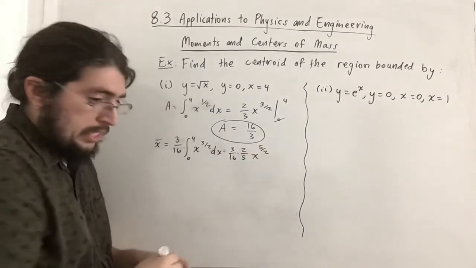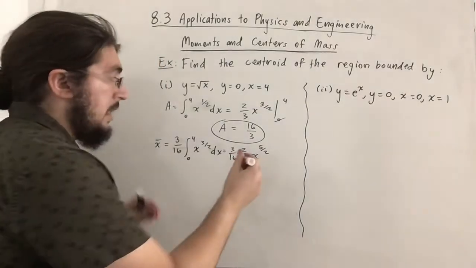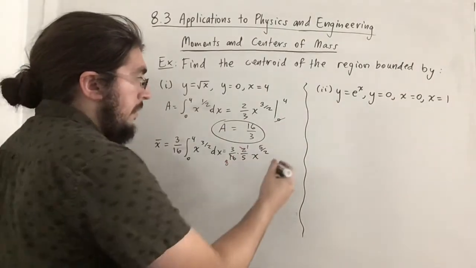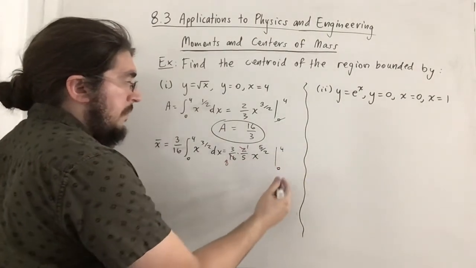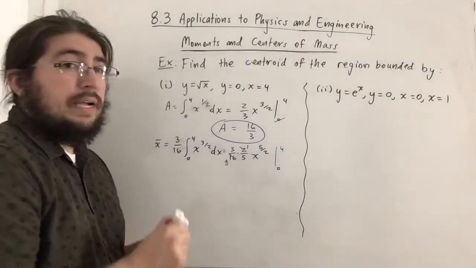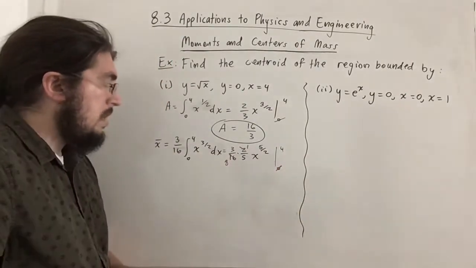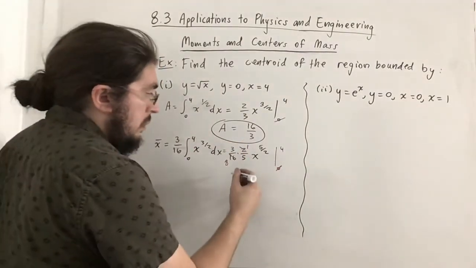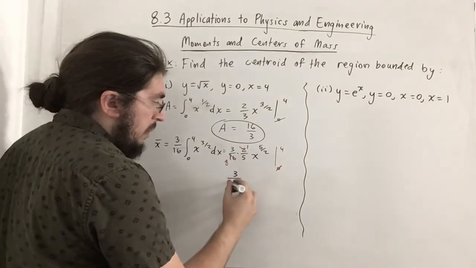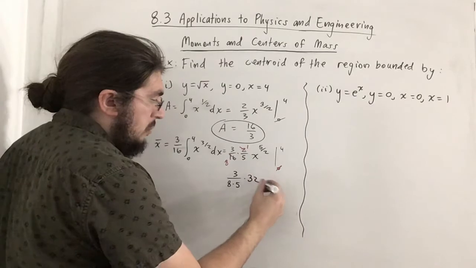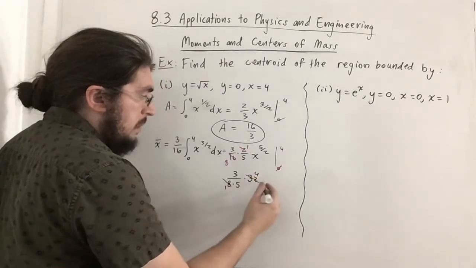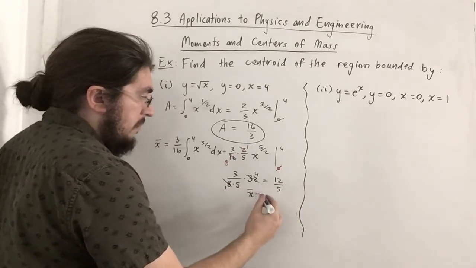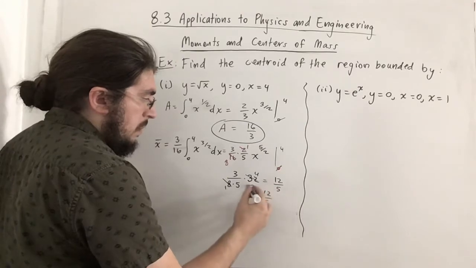Notice there's some cancellation here. In this case, 2 goes into 16 8 times, so we end up with this, which is really just 3 over 40 as a multiplier, and then evaluate this between the limits 0 and 4. And notice again, when you plug in 0, it's a power of x, so that'll go to 0. And when you plug in 4, remember that 4 to the 1/2 is 2, and 2 to the 5th is 32. So all in all, this is going to be 3 over 8 times 5 times 32, and we can see that 8 goes into 32 4 times, so all we have left over now is just 12 over 5. So x bar is 12 over 5. Awesome. That's another good result.